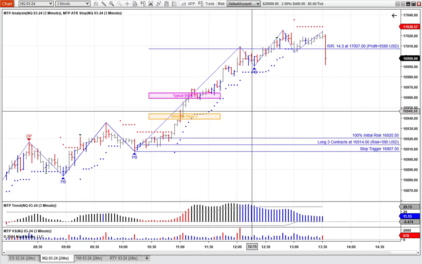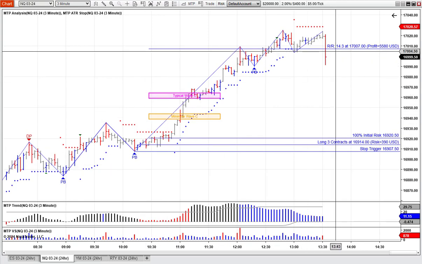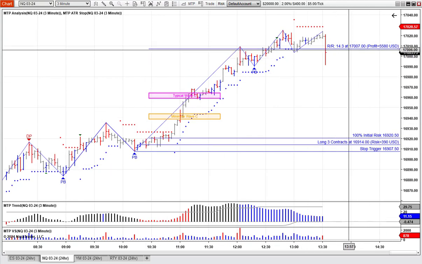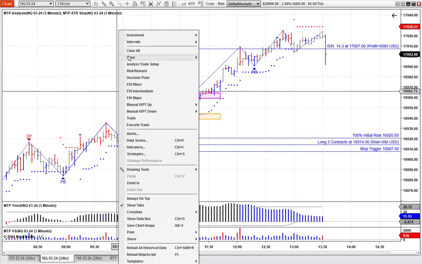So this is where it's good to be able to let your trades run. And as you can see, this was an absolutely marvellous trade setup here. 14 times the initial risk for a profit is an absolutely massive trade.